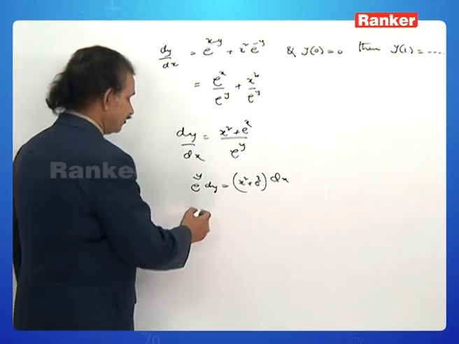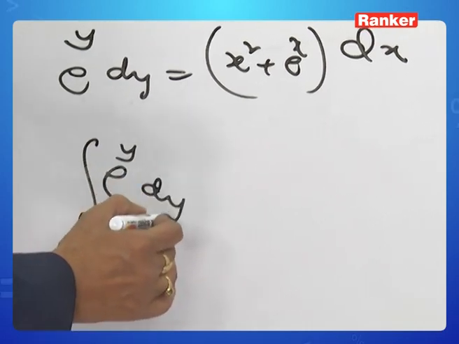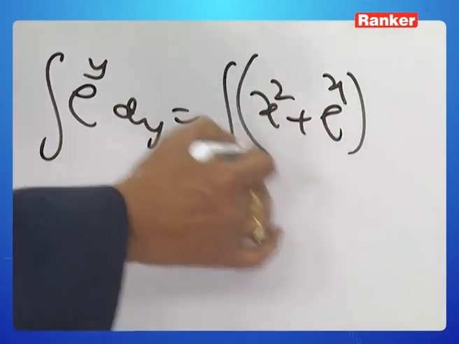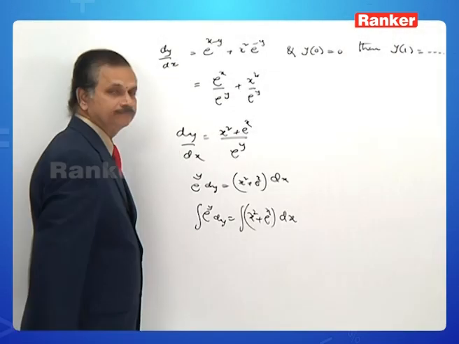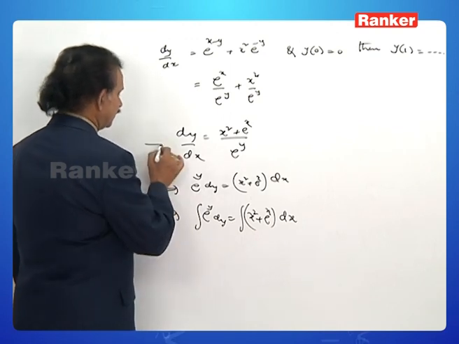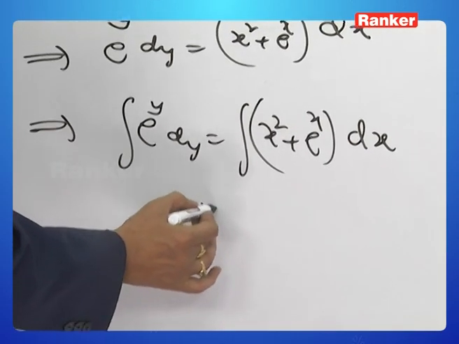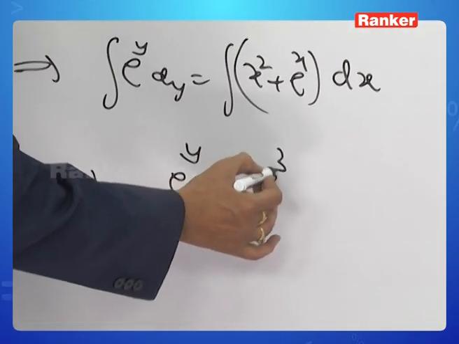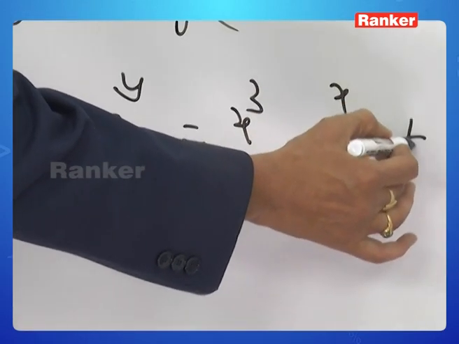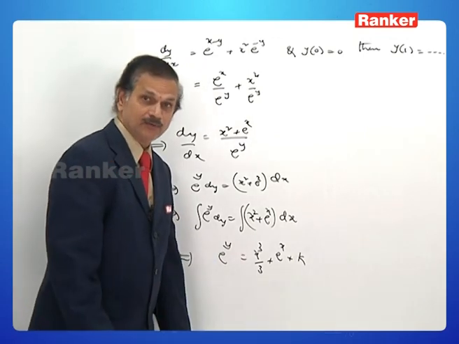Integrating on both sides, integral of e power y dy is equal to integral of x square plus e power x dx. What is the integral of e power y? e power y is equal to x cube by 3 plus e power x plus k, where k is the constant which is supposed to be determined now.